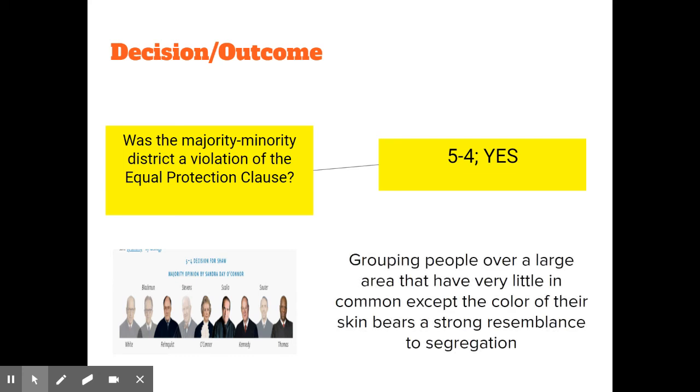And the decision of the Supreme Court was that grouping people over a very large area that have little in common except the color of their skin bears a strong resemblance to segregation. And the acknowledgement was that clearly the purpose of drawing this district was to help a minority group. But at the same time, they looked at this as being too reliant on race and too discriminatory, and that racial classifications like this promote stereotypes, like the idea that having an African American majority district assumes that they would just vote for minority candidates, African American candidates, and that type of thinking was discriminatory in itself. So this basically invalidated majority minority districts, required North Carolina to redraw their districts, and prevented other states from drawing majority minority districts when they redistricted in the future.